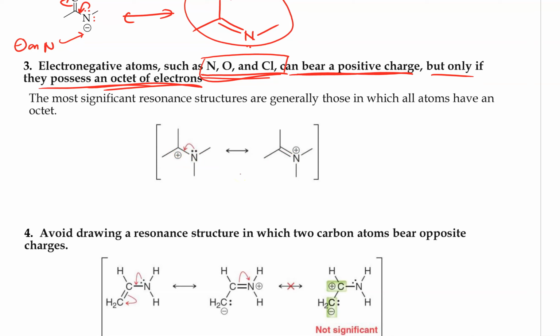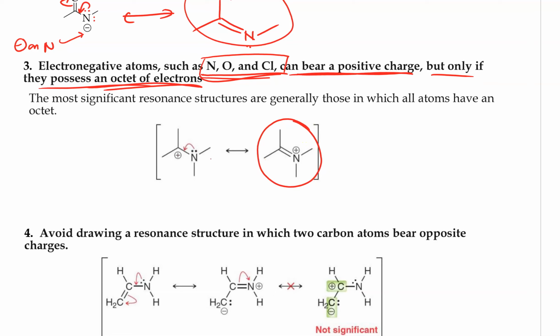This is what we will have. And then now between these two, which one will be more stable? The one on the left basically has the positive charge on the carbon, and the one on the right has a positive charge on the nitrogen. And between these two, which one is more stable? And the answer will be this one.